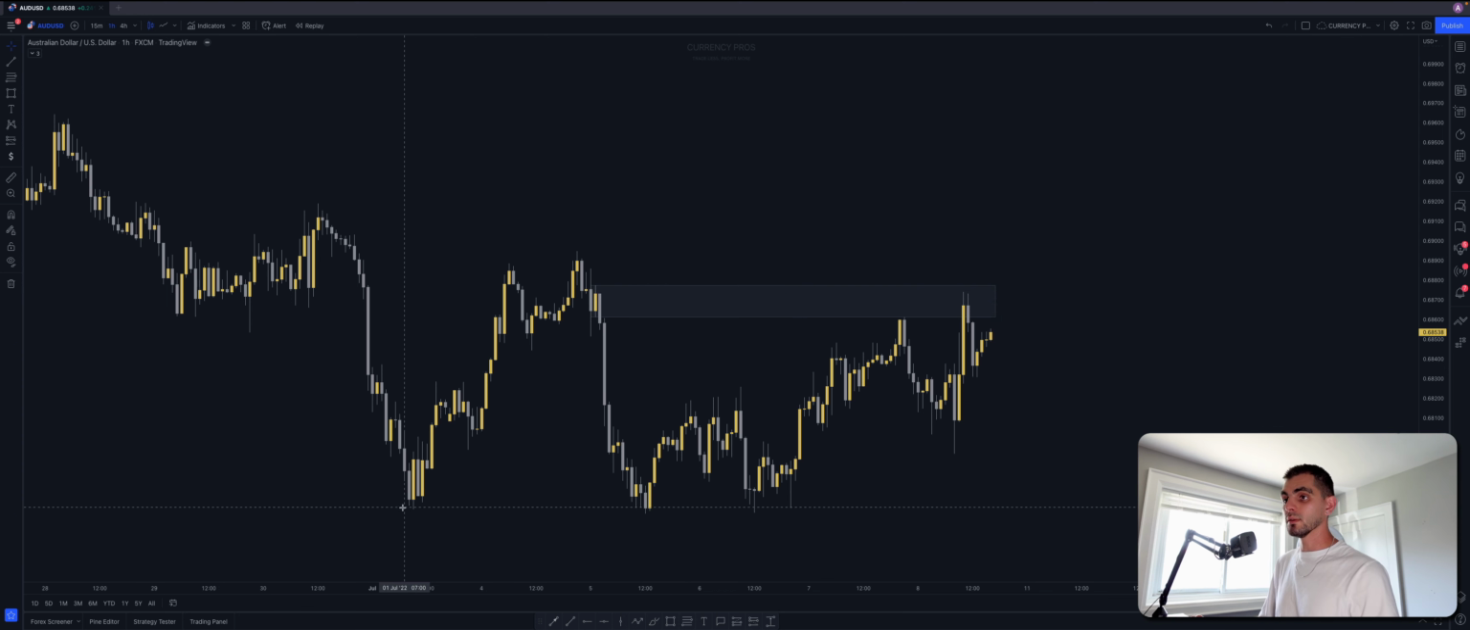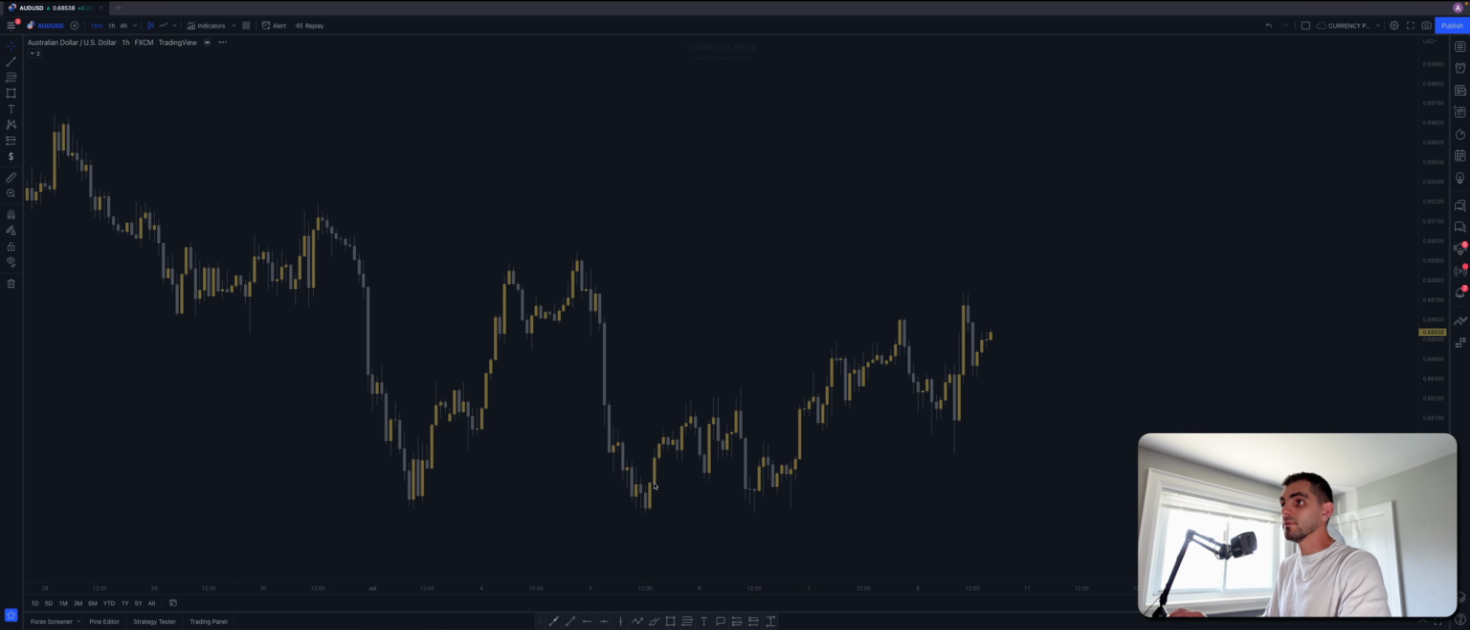So although we didn't break swing structure, which is this low right here, we still broke internal structure, creating a change of character, which then points to this supply zone as an area of interest that we could take a short trade from. So let me delete that and we'll go down to the 15-minute time frame.